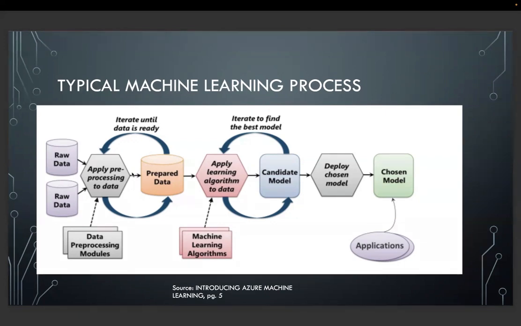Okay. And it's very essential to also get that part right, else you go forward and then come back. You understand? So it's an iterative process so you get what's right. Then once you get that, you get your prepared data, you apply the learning algorithm to the data.